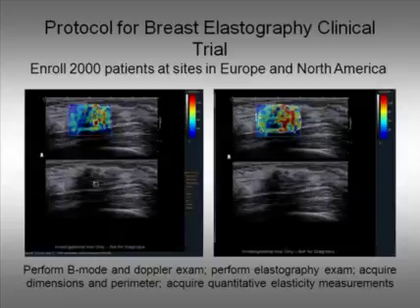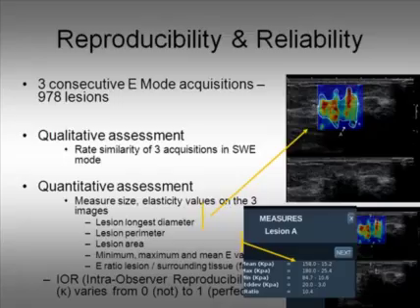So the way this was done at all of these different sites, we identified masses, we performed our preliminary B mode and color Doppler exams, and then we performed elastography 3 successive times. For each of those times, we did a subjective assessment, we did a quantitative assessment, and we also evaluated perimeters and diameters to look at appearance. And we at Thomas Jefferson University Hospital were one of the sites participating in this trial.